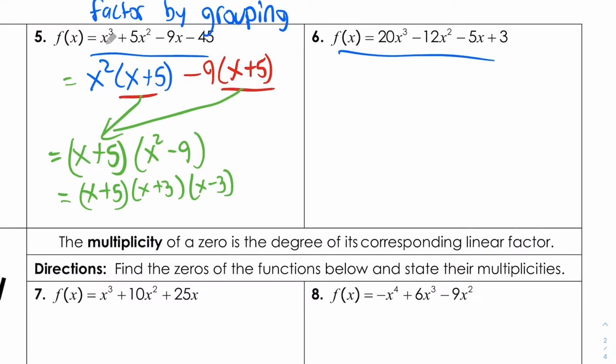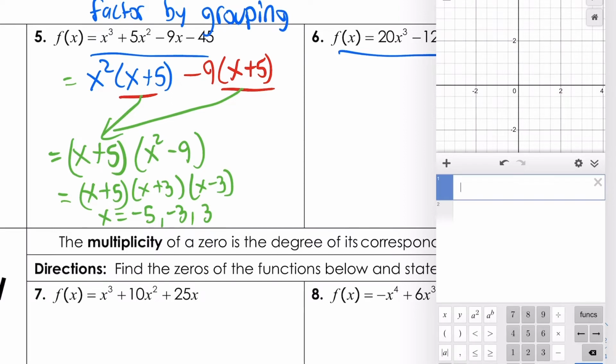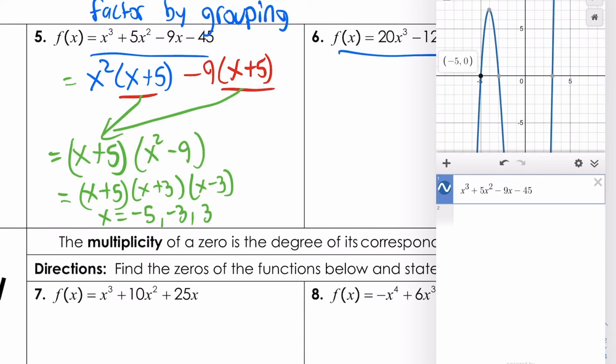Okay, so we started out with x cubed plus 5x squared minus 9x minus 45. We factored it by doing factoring by grouping, and we got x plus 5, x plus 3, x minus 3. Let's get these and turn them into the zeros. The zeros would be negative 5, negative 3, and a positive 3. Let's check that with the graph. And I'm going to graph the original. From that original graph, we got a negative 5 as an x-intercept, we have a negative 3 as an x-intercept, and we have a positive 3, which matches what we got by factoring. Cool. So we didn't make any mistakes.